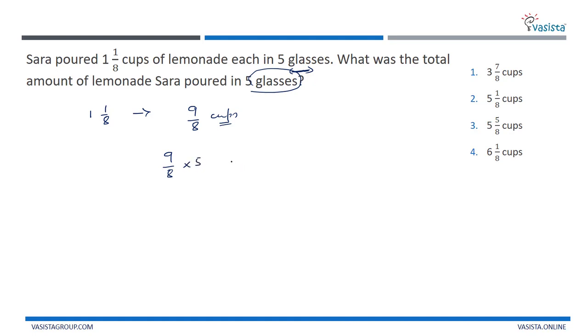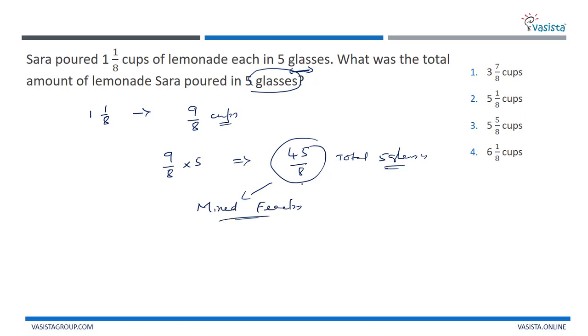Right. So now what you need to do? You can multiply it. 9 times 5 is 45/8. This is the total she poured for 5 glasses. Now I need to convert this into a mixed fraction to get the answer. Mixed fraction. Let us go with this.